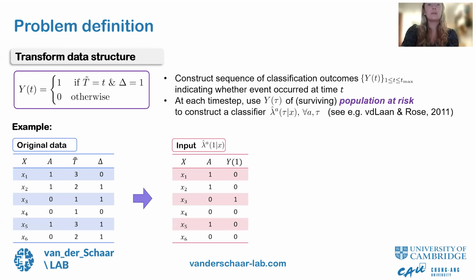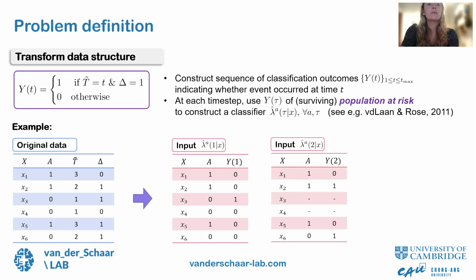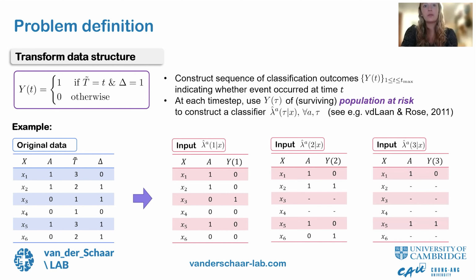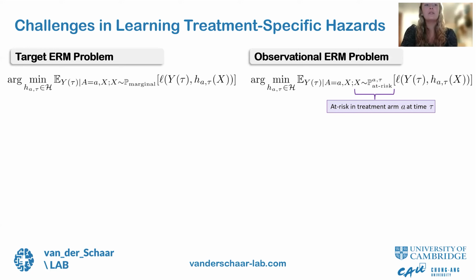So if we have some original data with the times and the event indicator recorded like this, at the first time step, we just construct a variable that captures whether or not the event occurred at the first time step. And then we just fit a classifier. At the second time step, we remove anyone who was either censored or had their event at time step 1 and repeat the same procedure, and so forth. And this approach has the huge advantage that we can rely on standard classifiers and standard empirical risk minimization to construct hazard functions. And there's only one downside, namely that we can only do this for the at-risk distribution.